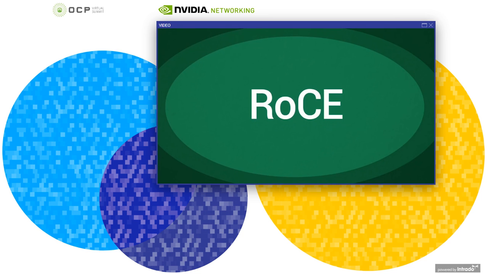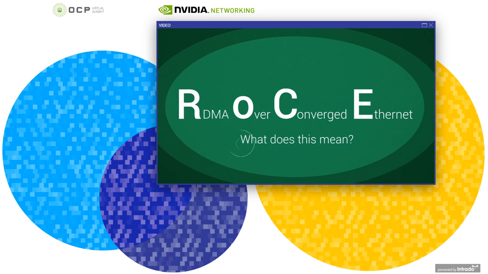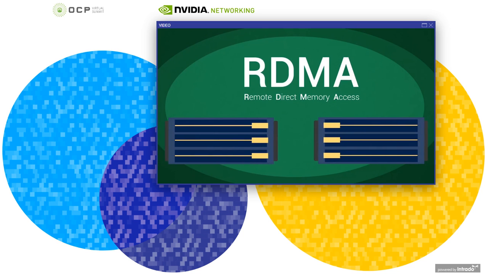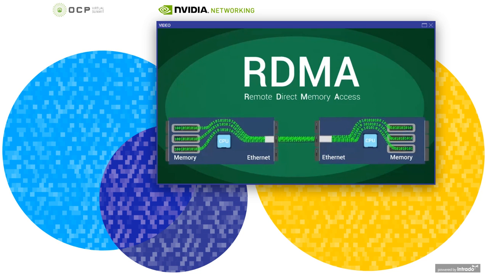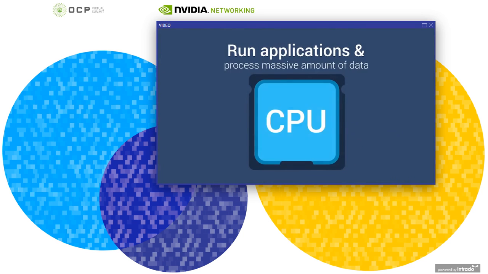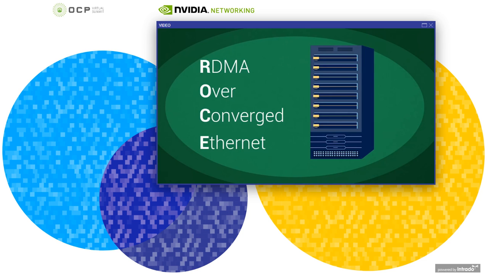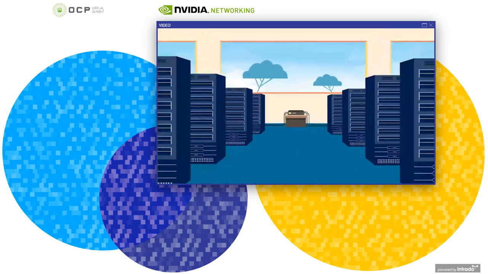Jeff could use RoCE. RoCE is RDMA over Converged Ethernet. What does this mean? Let's begin with RDMA. Remote Direct Memory Access is a technology that allows data to be transferred from one machine to another with much less work being done by the CPU. This frees the CPUs to do the work that they're meant to do, such as run applications and process massive amounts of data. And RDMA over Converged Ethernet means that Jeff can gain the benefits of RDMA without the need to replace his Ethernet infrastructure.